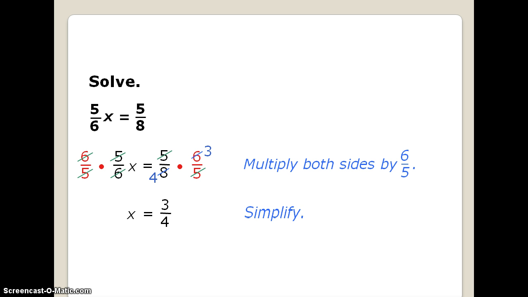So that turns into 1x. Using canceling methods, 5/8 times 6/5 equals 3/4. If you're going to check your answer, take 5/6 times 3/4. You get 15/24. Divide both numerator and denominator by 3, and you get 5/8.